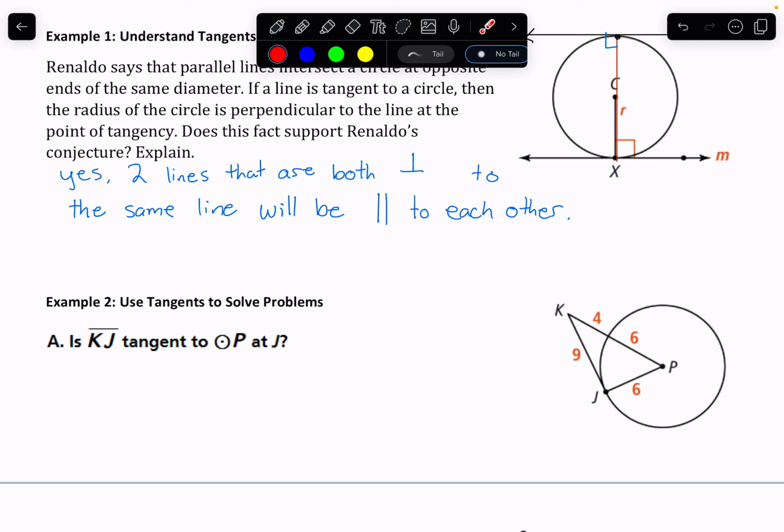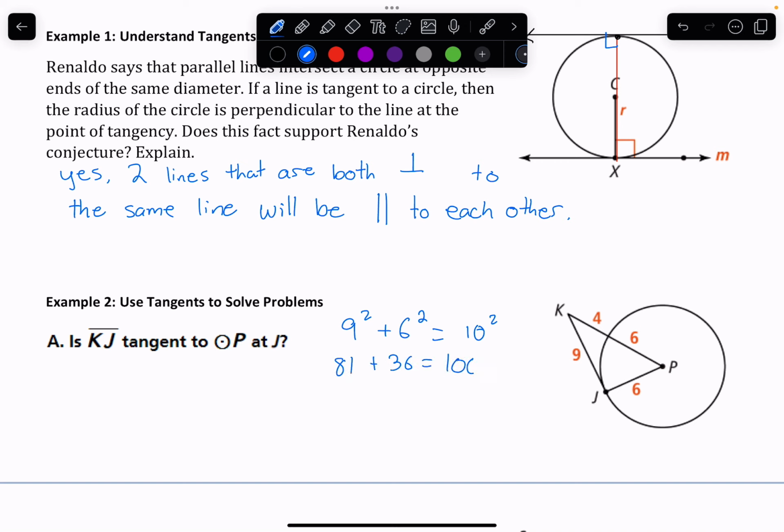How do we prove whether there's a right angle in a triangle? We use the converse of the Pythagorean theorem, where we test to see if a squared plus b squared equals c squared. So let's do that. We'll have our a squared, 9 squared, plus our b squared, 6 squared. Does it equal c, which is 10 squared, right? 10 being our 4 plus 6. So we take 81 plus 36 equals 100. 81 plus 36 is 117. That doesn't equal 100. So that is not a right angle.